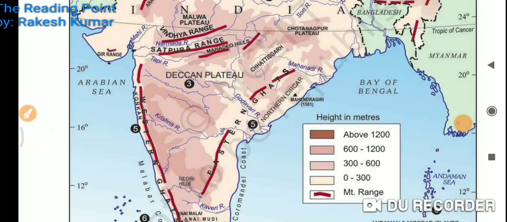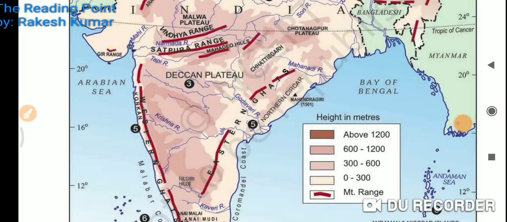The Narmada river divides the entire plateau region into two parts, the central highland and the Deccan Plateau. So the Narmada river divides it. We are going to study the central highland. In the northern part, the central highland has a series of plateaus such as Malwa, Bundelkhand, Baghelkhand, and Chota Nagpur.